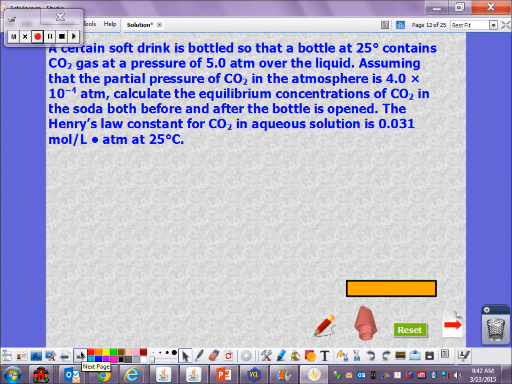Let's see if we can solve this. A certain soft drink is bottled so that... This is Henry's law. I'm not going to solve it to save time because you pretty much won't have Henry's law on the AP. You just have to use the formula that we just saw: concentration or solubility equals Henry's law constant, a constant they will give you, times the pressure. They are directly related. You just plug in the numbers.